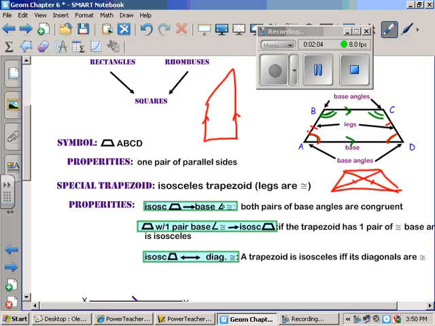Okay? And the converse is also true. If you have an isosceles trapezoid, then the base angles are congruent. If you have one pair of base angles congruent, then it's isosceles. Also, the diagonals. If you have an isosceles trapezoid, then the diagonals are congruent. If the diagonals are congruent, then it's an isosceles trapezoid. So it's a biconditional statement. A trapezoid is isosceles if and only if its diagonals are congruent. Remember, biconditional uses that "if and only if," not an if-then. And we show it by having that arrow that goes both ways.